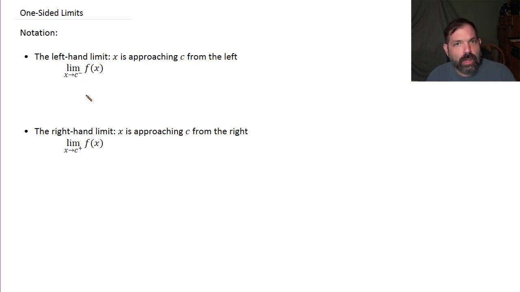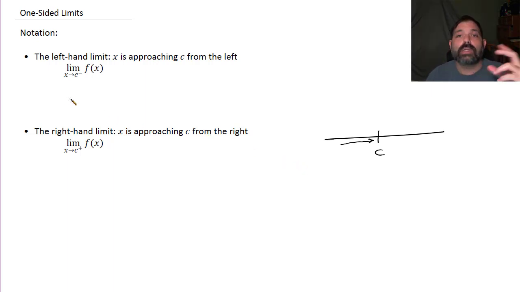Now, if we're approaching a number from the left, if you think of your number line, okay, here's a number line and here's c. If we're approaching from the left, that means that our x values that we're using, our inputs, are less than c. All right, so x is less than c if we're approaching from the left.